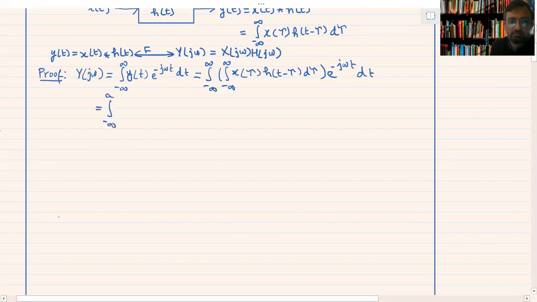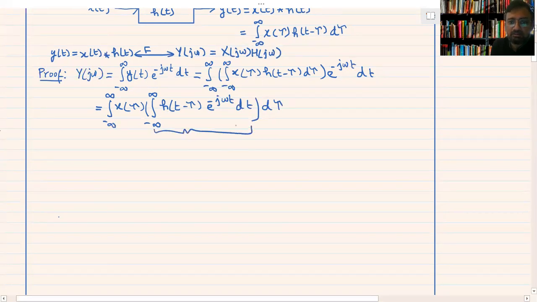And now we bring this integral inside and change the order of a few terms. h(t minus τ) e to the minus jωt dt times dτ. Here, this thing, we can immediately recognize that it is the Fourier transform of h(t minus τ). And with the help of the time shifting property, we know that the Fourier transform of h(t minus τ) is e to the minus jωτ times H(jω) dτ.